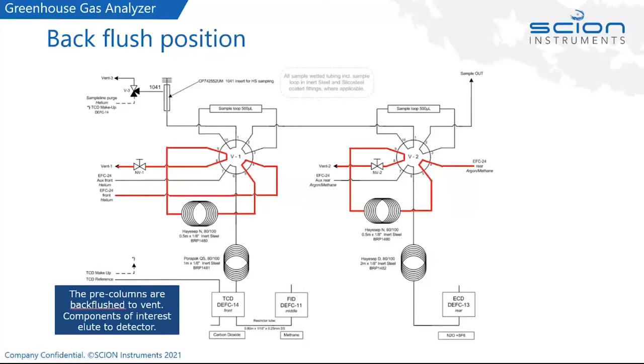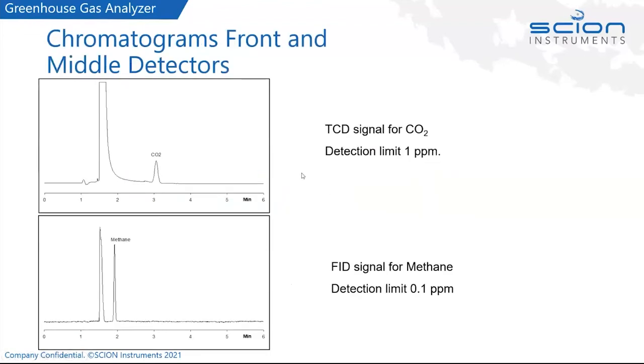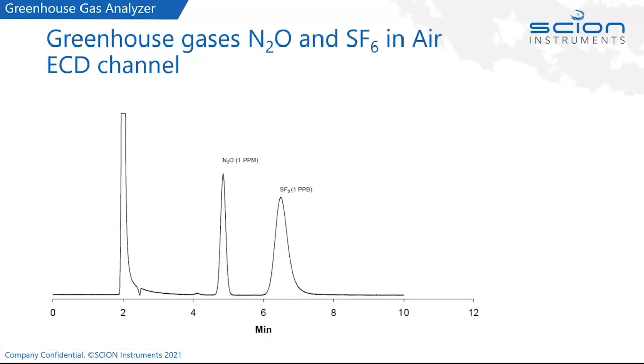If we look at the chromatograms that are coming out of the TCD and FID, the TCD will show your CO2, and we have a detection limit of 1 ppm. And if we look at the second detector, the FID, that's where we have the methane peak, and we have a detection limit of 0.1 ppm. So that's rather low. We look at the ECD. We have over here the nitrous oxide with 1 ppm. And in this case, we also did an analysis of the sulfur hexafluoride, and that's at 1 ppb. So you see nice sharp peaks for all three detectors.